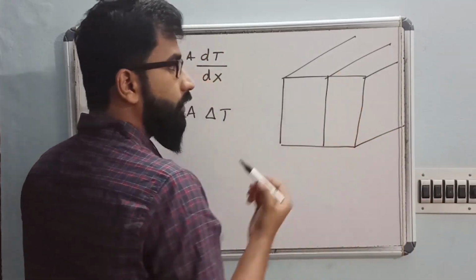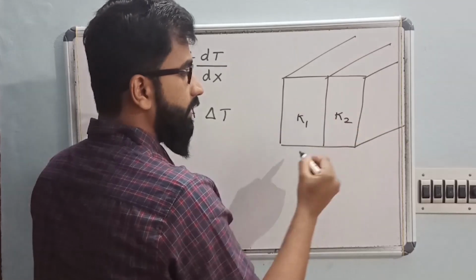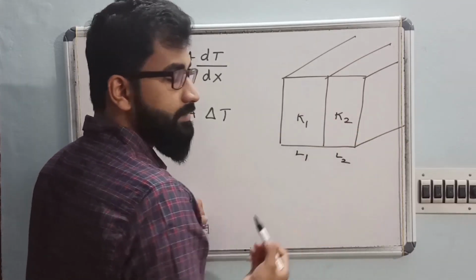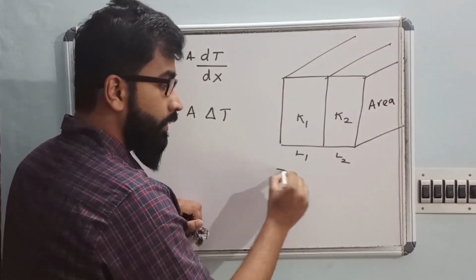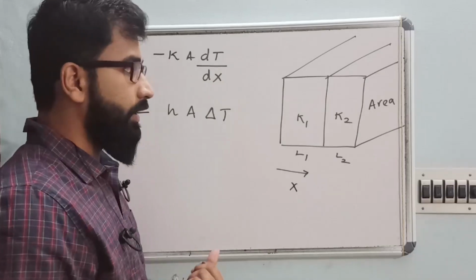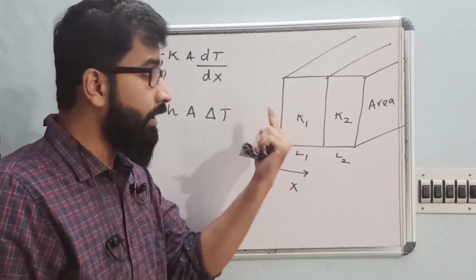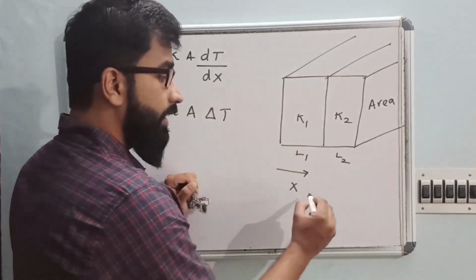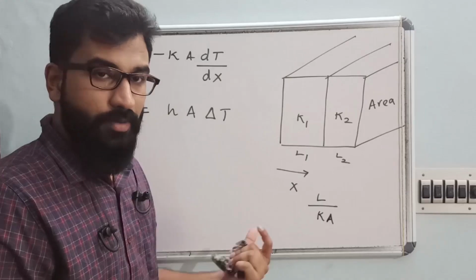Clear? So this is your composite wall, that is this thermal conductivity is K1, this thermal conductivity is K2, length is L1, the length is L2. This is your constant area for heat transfer. One directional heat transfer, we are considering only X direction heat transfer. Clear? So this is the basic thing. So what is your heat transfer resistance for conduction? For a wall, it will be L by KA. Clear? So questions based on this will be there initially.